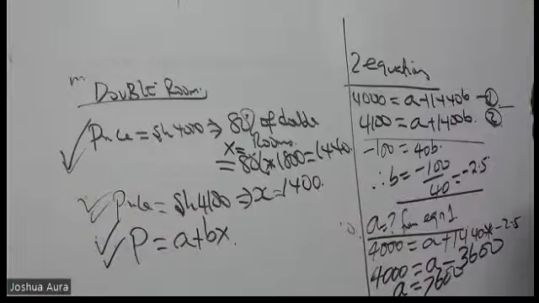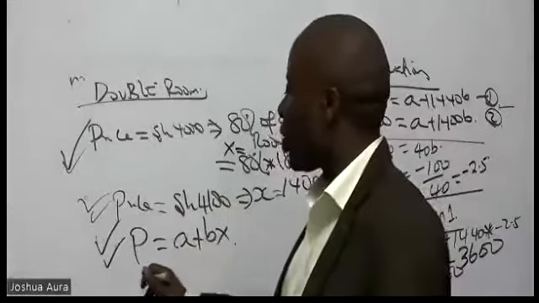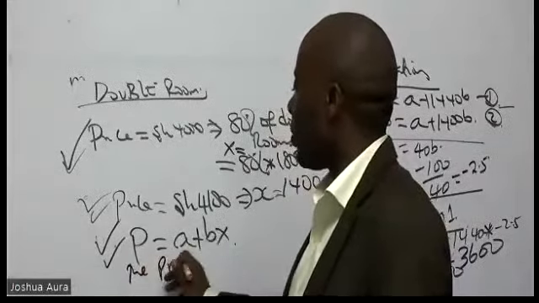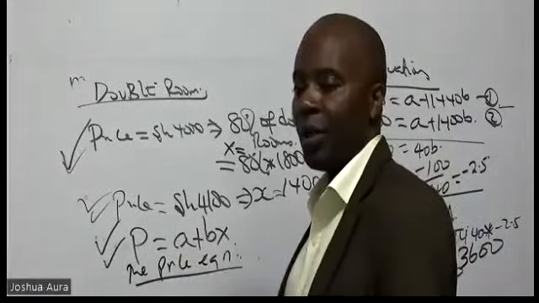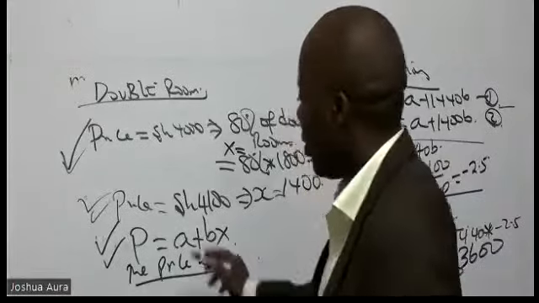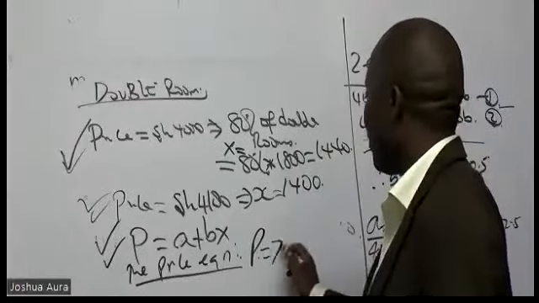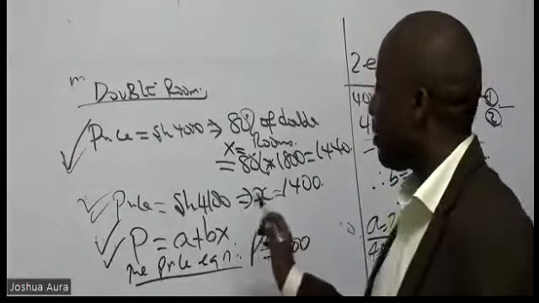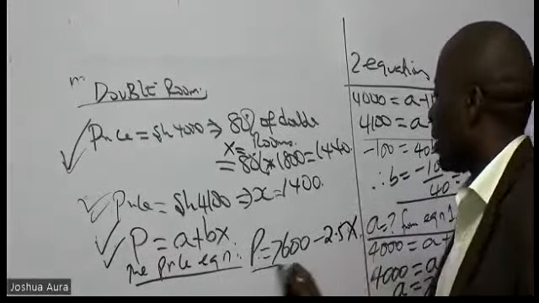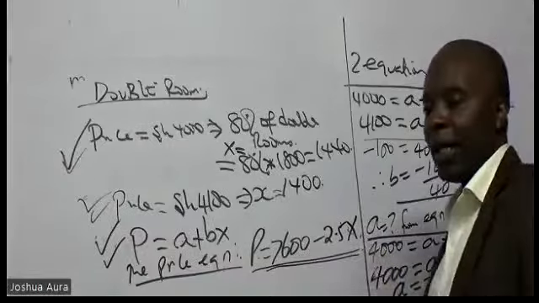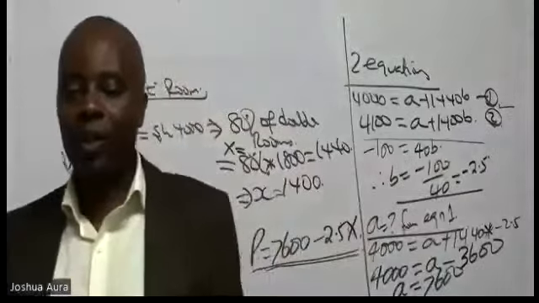So then my work now will be to write the price equation comfortably. The price equation. We already have A, we have B. So it will be price equals A, you guys have given me a figure of 7,600, plus B. B itself is negative. So negative 2.5 what here? X, like that. That is the price function.